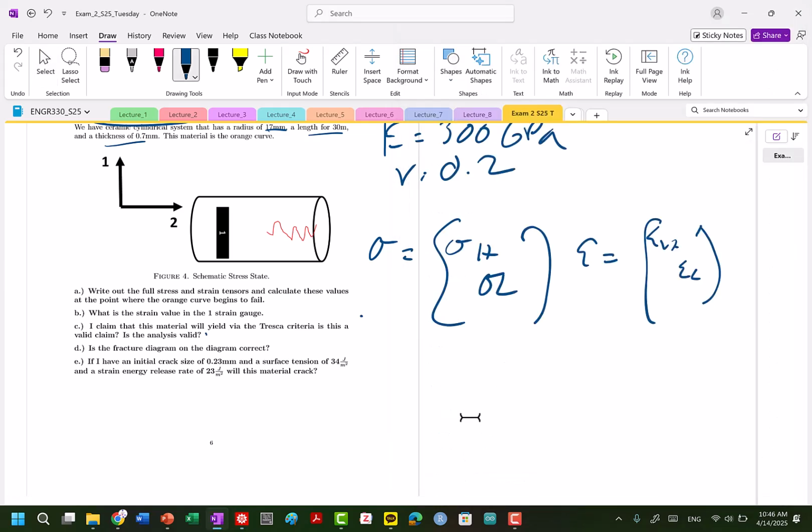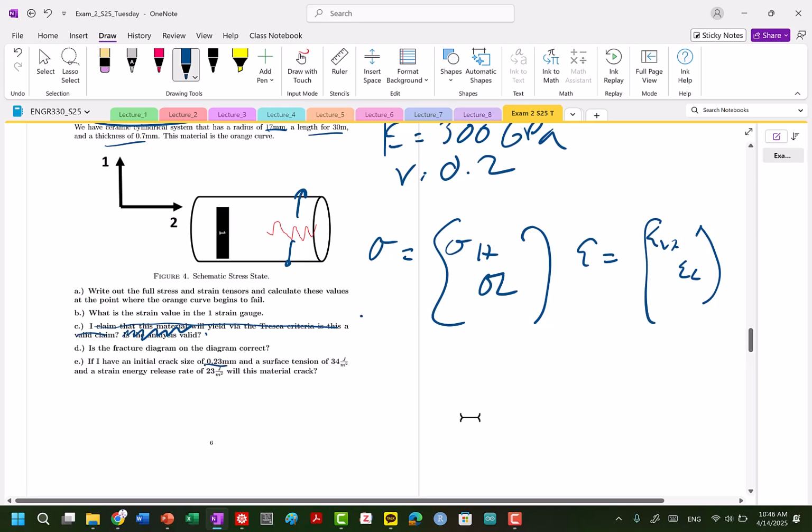Is the analysis valid? So it will yield. Tresca is typically for metals and polymers, things that are going to fail in maximum shear stress states. So for a ceramic, I would probably use either von Mises or Rankine. So I don't think the analysis is valid, actually. Is the fracture on the diagram correct? Yep, because we're pulling more here and here. Sigma hoop is always larger than sigma L, so that is indeed true.